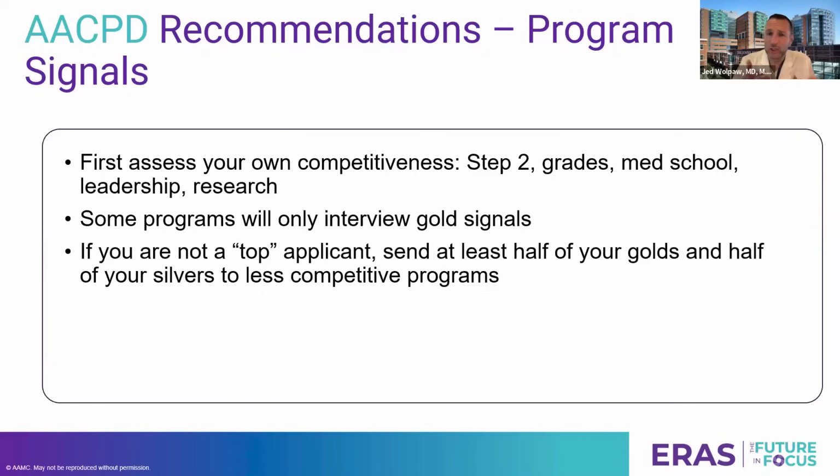So, you want to try to get a feel any way you can of what are places that maybe interview people without signals, places that maybe have been less competitive traditionally, maybe newer programs or brand new programs, right? These are the kind of places you might want to think about signaling. And then if you're in between, you want to split your signals. So, send a gold signal or two to a top place, but also send 2 or 3 of them to less competitive places, and same with your silver signals, okay? There are definitely programs that will only interview you with a gold signal, and so be careful about that. And if you really want a shot at those programs, you need to send a gold signal. Okay, next slide.